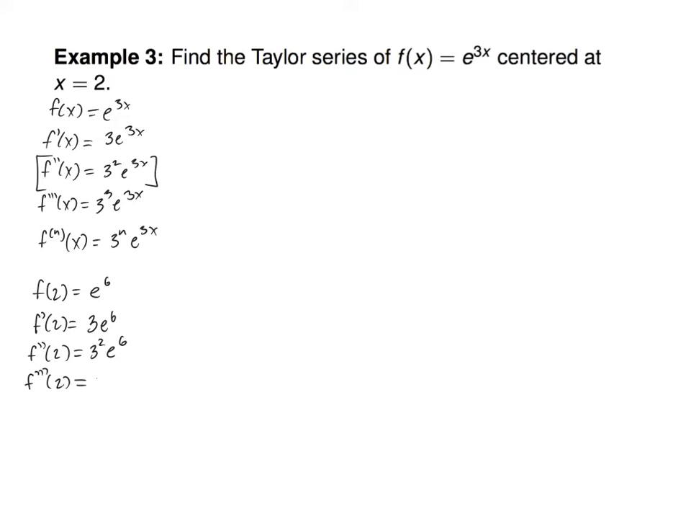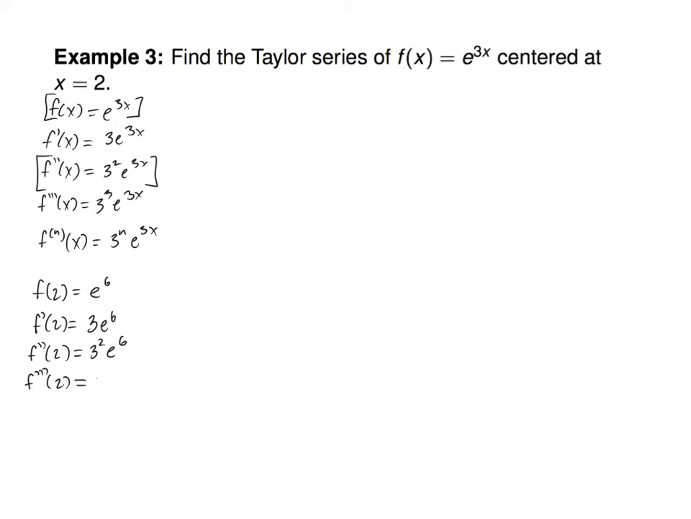What was the derivative of the first one? 6e to the 6? No. The derivative of e to the 3x, chain rule. She's plugging in the 2, and you don't plug the 2 in until after you've taken the derivative. You're mixing up your order of operations here. You take the derivative, then you plug in 2. You don't plug in 2 first.